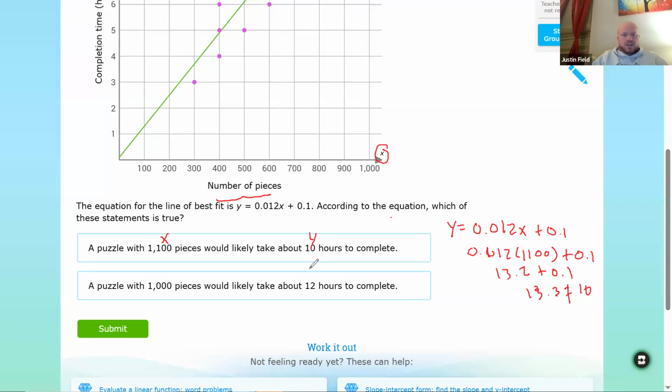But how about this one? X, Y. So is 1,000 pieces. I like my chances for this one because I'm looking at 12 there. And if I multiply that by 1,000, it's going to be 12. And then if I add 0.1 to that, it's going to be 12.1. And it says the word about, so it doesn't have to be exactly. So I'm going to say this one.